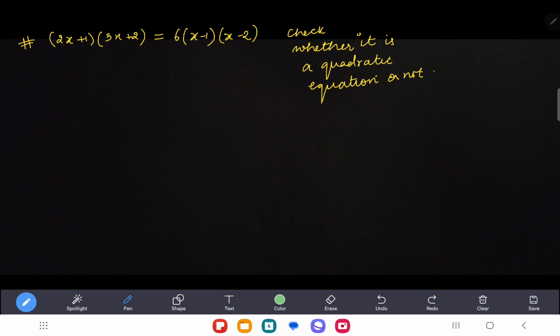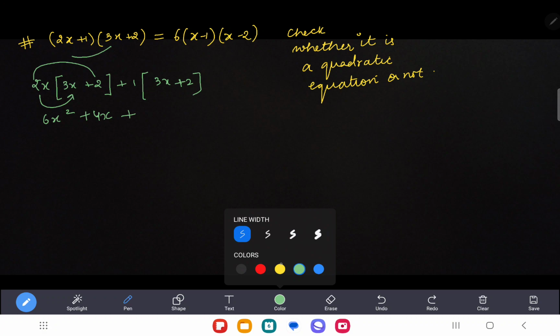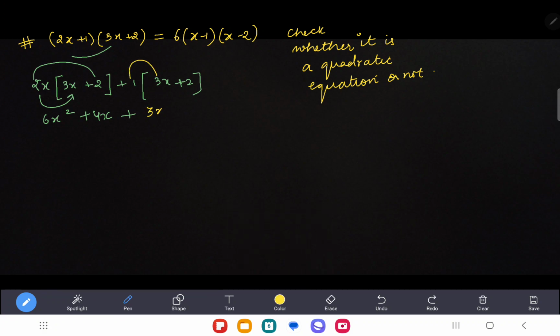So I'm going to multiply it. 2x times the bracket 3x plus 2, plus 1 times the bracket 3x plus 2. So what do you think I will have? 2x times 3x will give me 6x squared, because 2 times 3 is 6 and x times x is x squared. Then 2x times 2 is 4x, then 1 times 3x is 3x and 1 times 2 is 2.